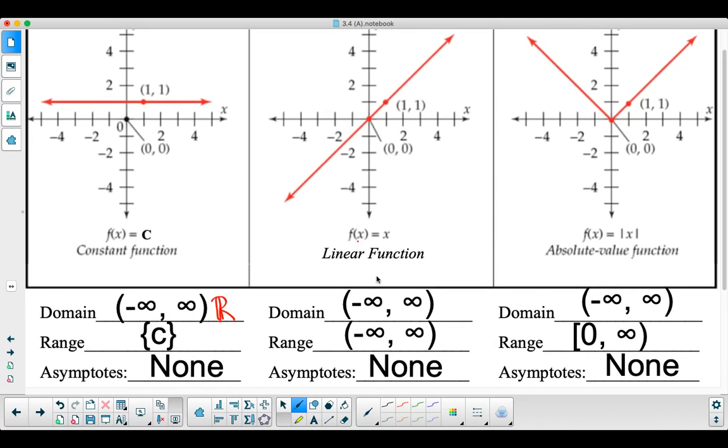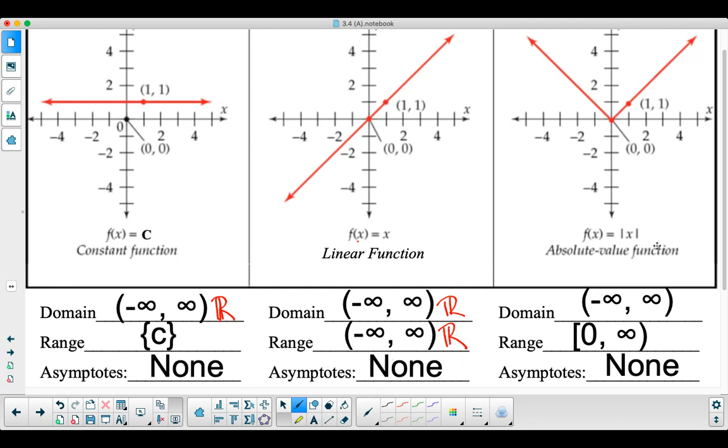For the linear, or less commonly called identity function, your linear function, your domain, you can plug any x value into this. Any x value is going to be valid, so all real numbers for that. And then your range is also going to be all real numbers, because when you put any x value in, your output is always going to be a real number as well. And again, no asymptotes on this one.